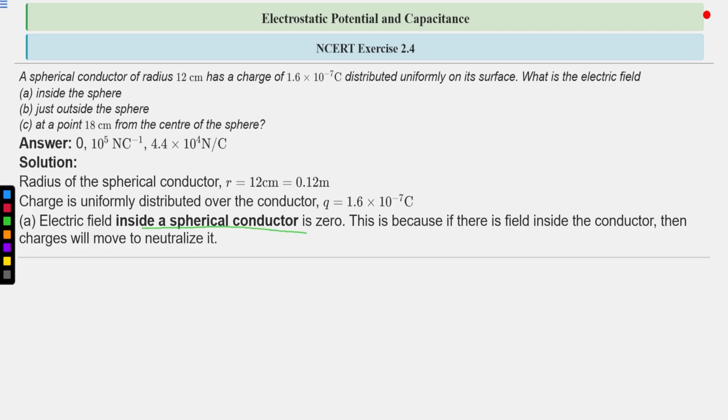This is because if there is a field inside the conductor, then charges will move to neutralize it. So if there is a field that exists on the surface or inside, this will cause the movement of the charges within. So charges will redistribute in such a form that they make the electric field inside the conductor 0 in a static condition. Okay, so electric field inside a spherical conductor is always 0.